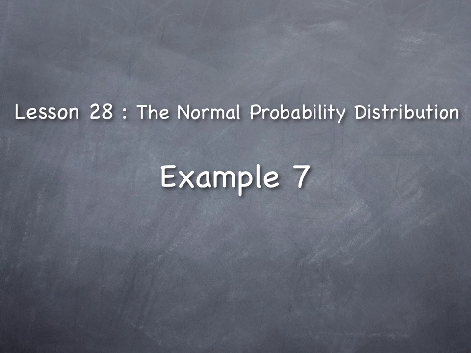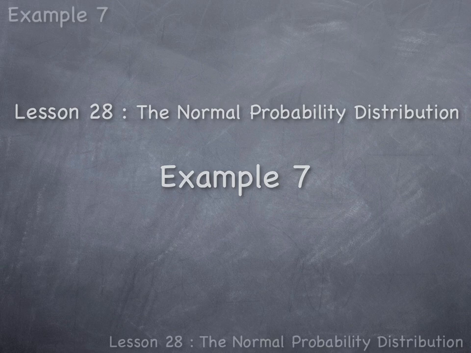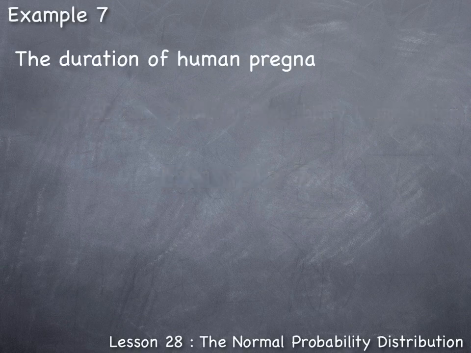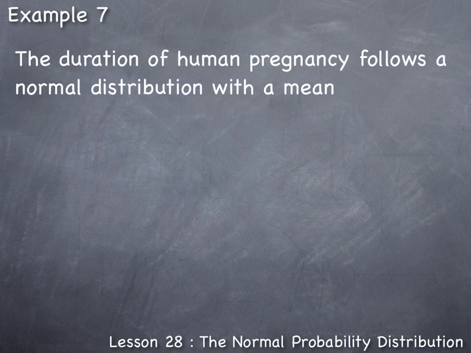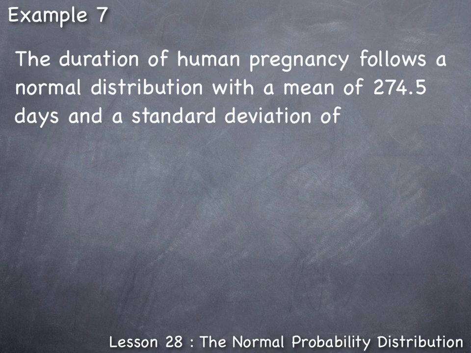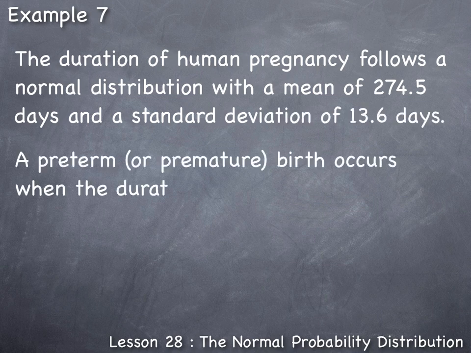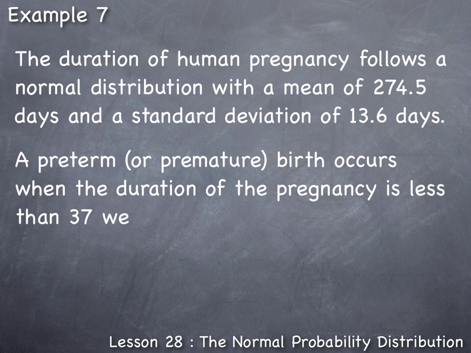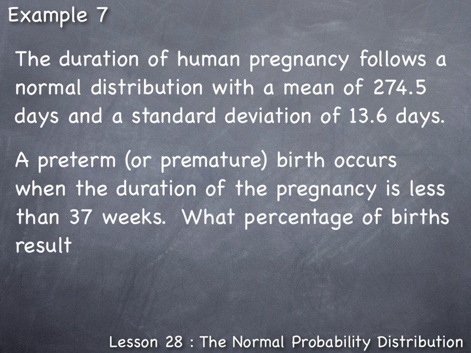Lesson 28, the normal probability distribution. Example 7. The duration of human pregnancy follows a normal distribution with a mean of 274.5 days and a standard deviation of 13.6 days. A preterm or premature birth occurs when the duration of the pregnancy is less than 37 weeks. Question: what percentage of births result in a preterm birth?